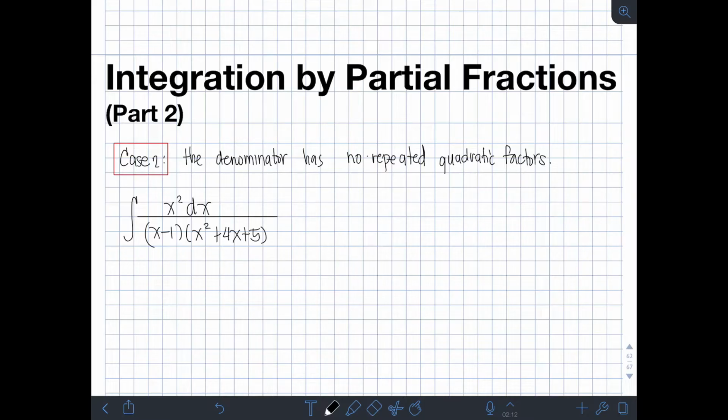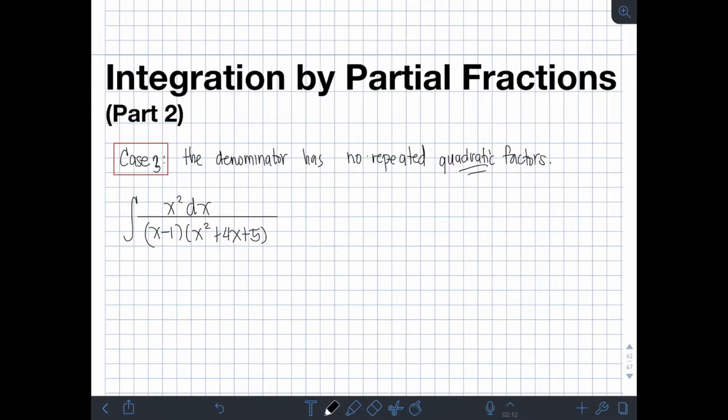Okay? So, let's have case 3. So, correction. So, dapat case 3 na to. We have the denominator has no repeated quadratic factors. So, this time, yung denominator natin is nag-i-involve na siya ng non-repeated quadratic factors. So, pwede rin merong linear tsaka quadratic. So, sige, solve natin tong example.